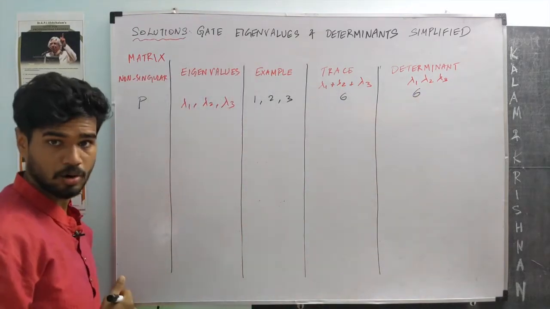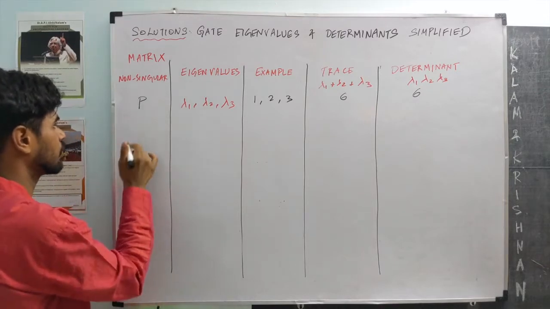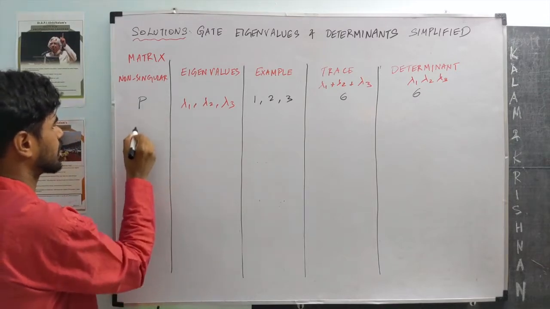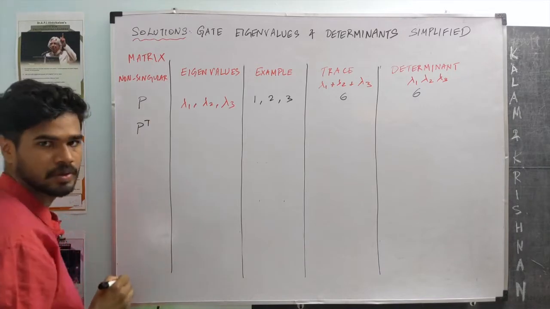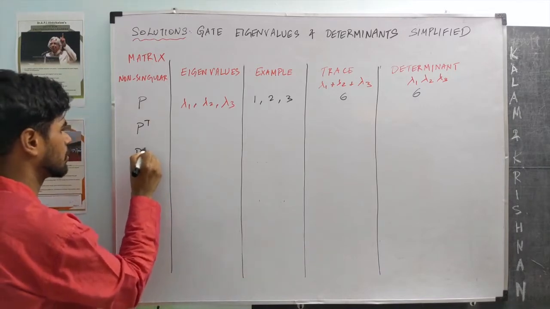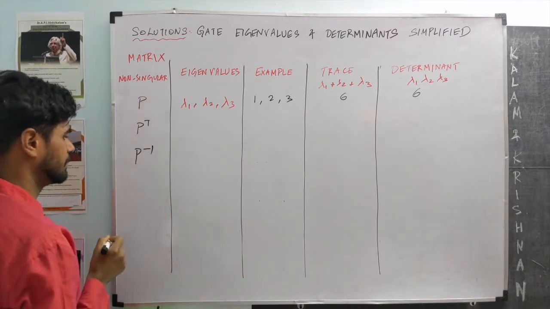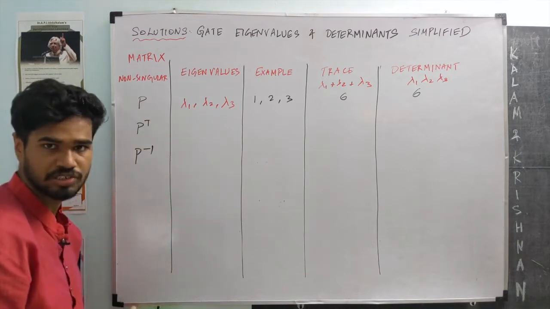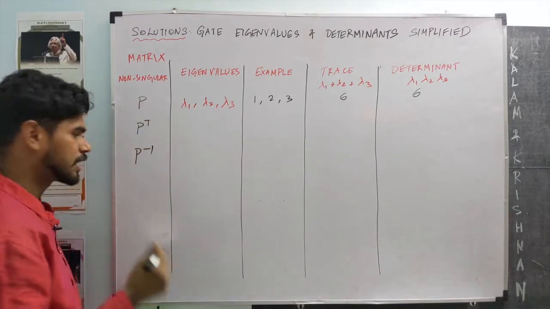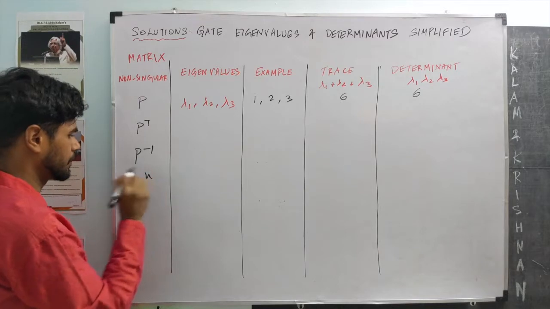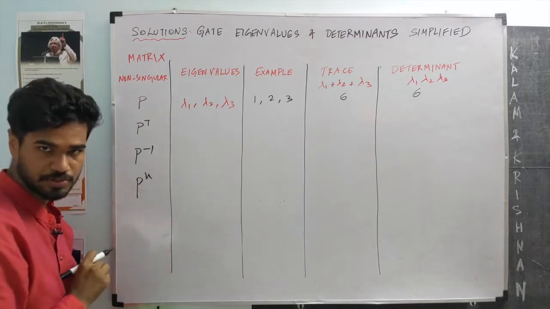We can also tell a lot about what the eigenvalues of related matrices are, like P transpose. We can also tell a lot about the inverse of the given matrix, P inverse. How about we take the original matrix and keep on multiplying it n times, we get P power n. We can also tell the properties of this matrix.